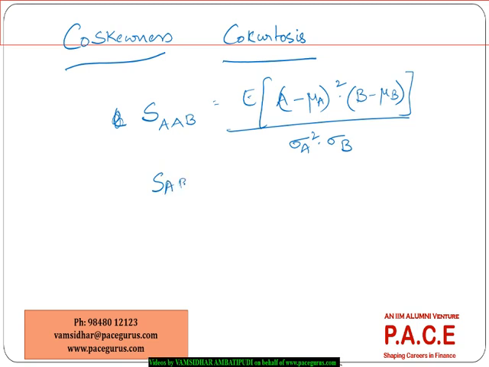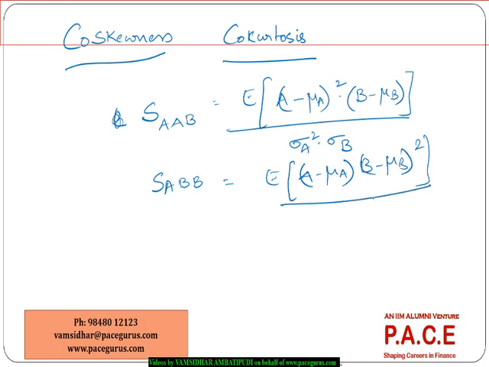There is another co-skewness that can occur wherein I am considering A minus mu A times B minus mu B squared, divided by sigma A times sigma B squared. So these are the two different co-skewness values that I get, and I have to look at these two values before I do some kind of interpretation. Now, these are the two cross central moments that I am getting.